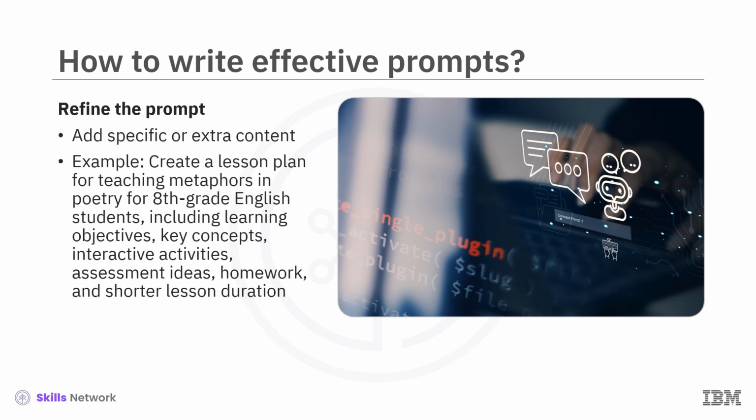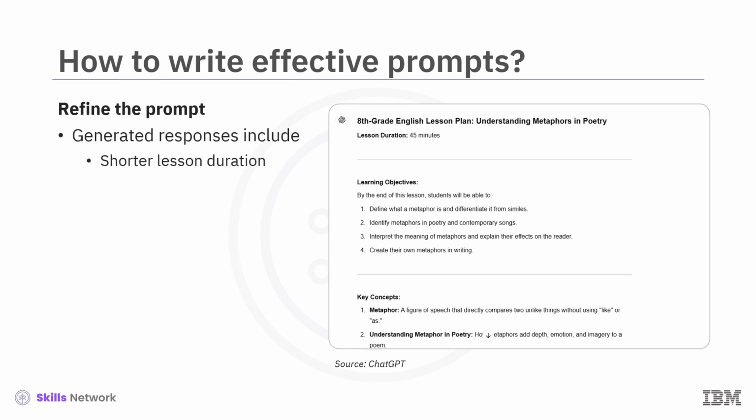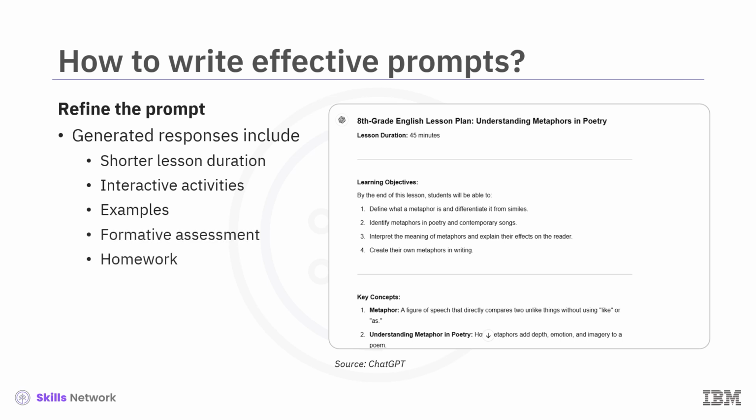For example, create a lesson plan for teaching metaphors in poetry for 8th grade English students, including learning objectives, key concepts, interactive activities, assessment ideas, homework, and shorter lesson duration. Based on the inserted prompt, the generated response includes shorter lesson duration, interactive activities on metaphor matching, and examples of songs. It has also drafted a formative assessment on metaphor and homework for the students.